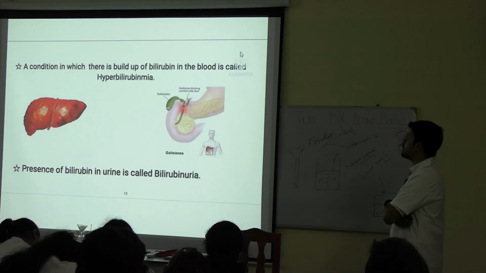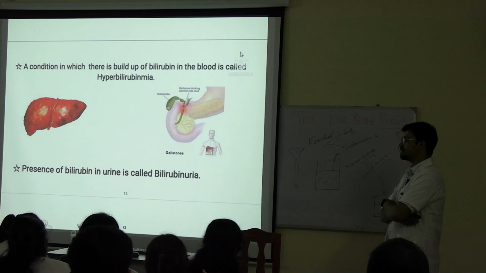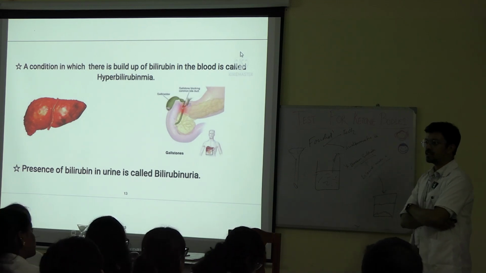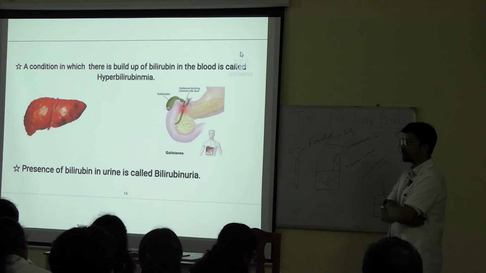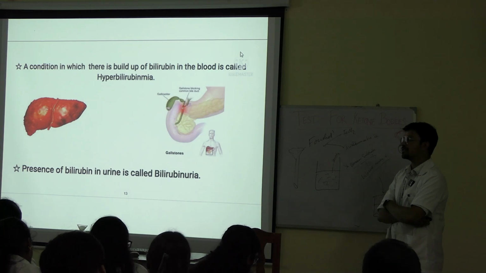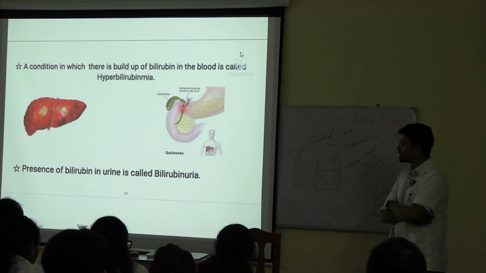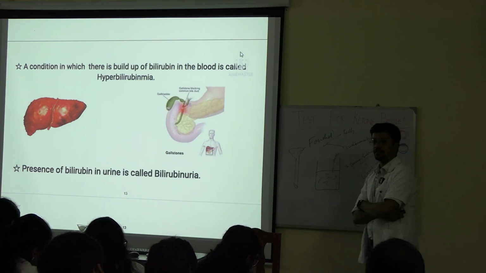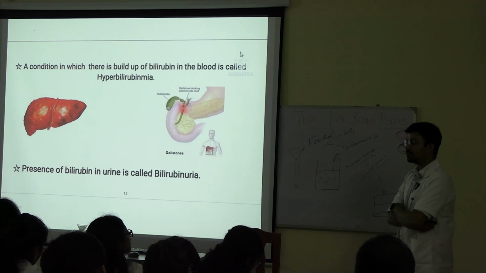Fine. Now, the condition where bilirubin is present in the blood circulation is known as hyperbilirubinemia. Ma'am has told you how to understand this terminology. Emia means present in the blood, uria means present in the urine. Same concept over here as well. If the bilirubin is present in the blood, that is known as bilirubinemia, and if it is present in the urine, that is known as bilirubinuria. Now, what are the conditions where you can get bilirubin in urine? Okay, because we are not talking about bilirubinemia right now.